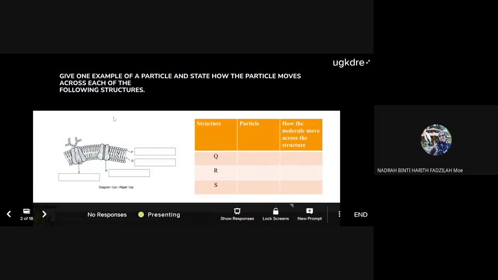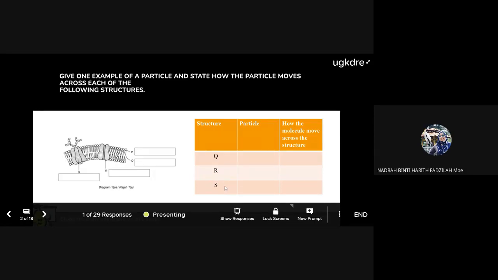Okay, let's take a look. You have already identified P, Q, R and S, where P is polar head, Q is non-polar tail, R is channel protein, S is carrier protein. Can you give one example of a particle that diffuses across Q, diffuses across R, and diffuses across S?